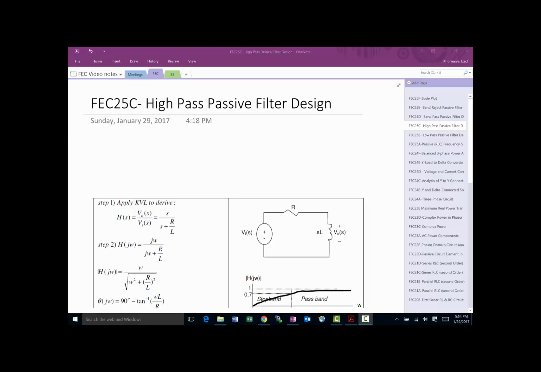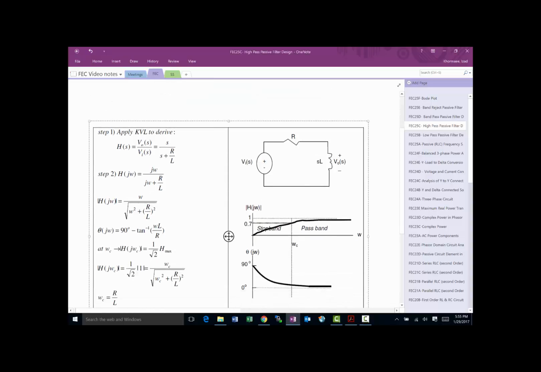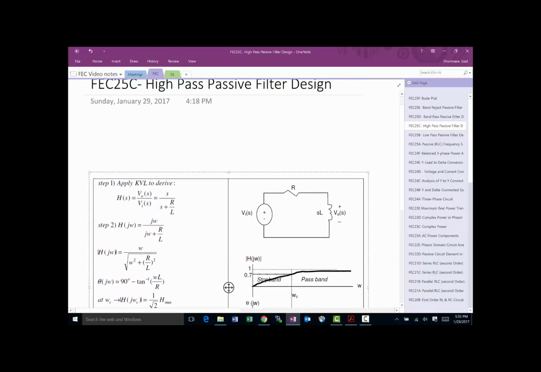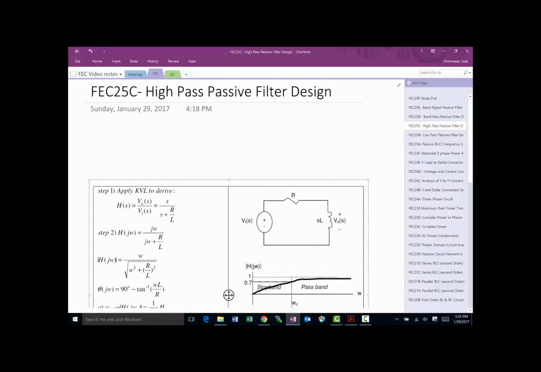In this video, we're going to take a look at high pass passive filters. As the name implies, this filter is going to be designed such that it will pass the high frequency above a certain point called the cutoff frequency, and it will prevent anything below the cutoff frequency from going through. As far as analyzing, it's very similar to the earlier video that we did with the low pass filter.